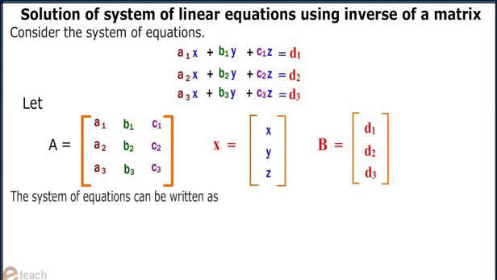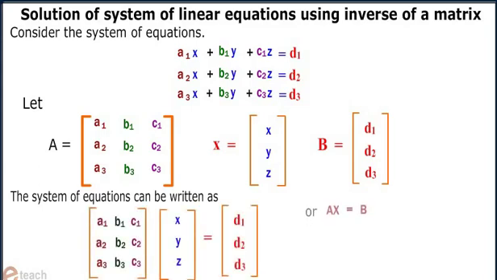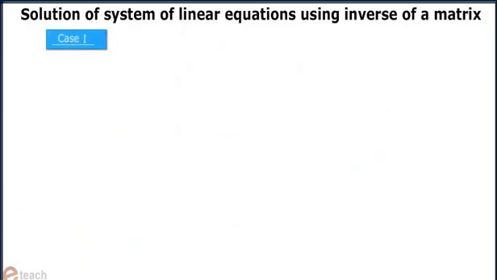The system of equations can be written as A X is equal to B, or it can be represented in matrix form as follows. Case 1. If determinant of A is not equal to 0, then A inverse exists.